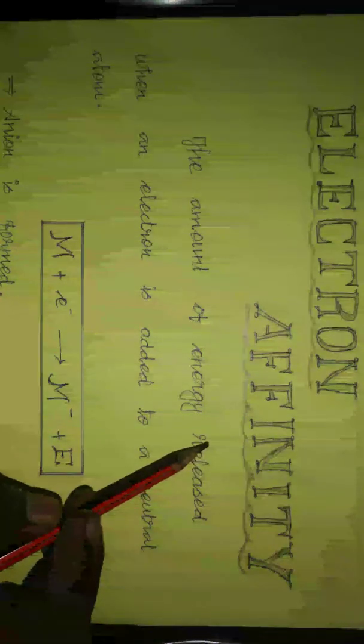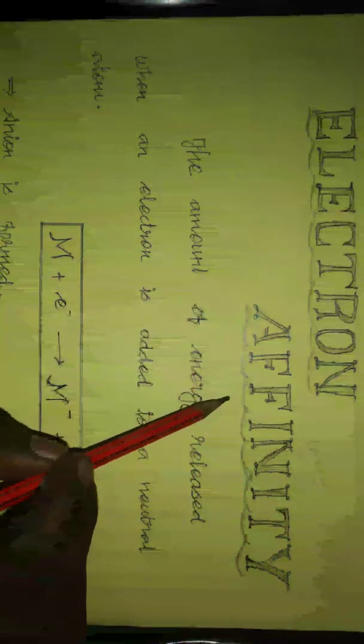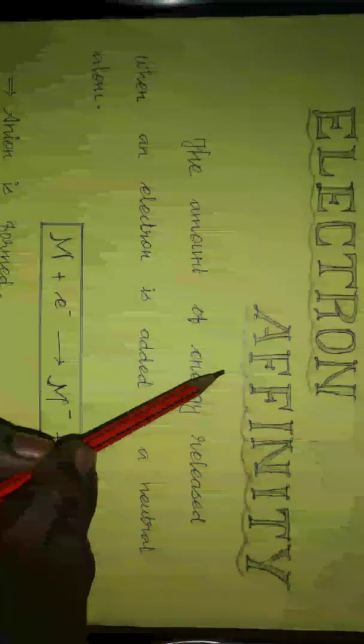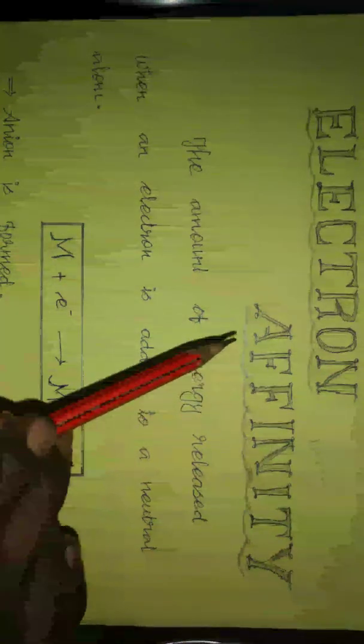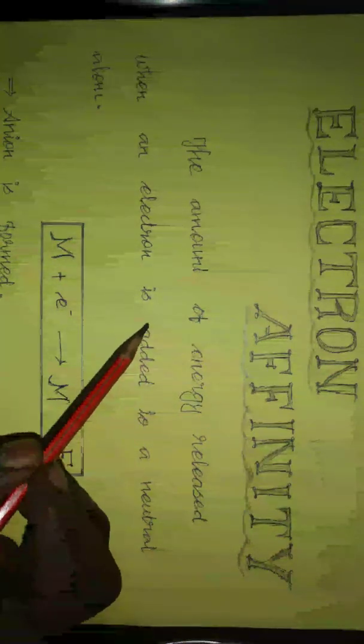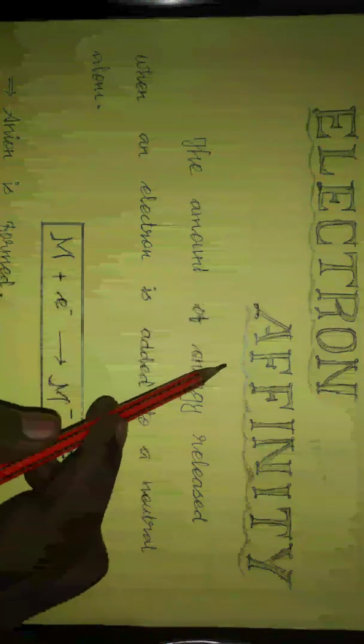Do you know what the word affinity means? Yes, affinity means attraction. So electron affinity, from this heading itself, we can say when a neutral atom attracts an electron, or when it gains an electron, a specific amount of energy is released, and that released energy is termed as electron affinity.